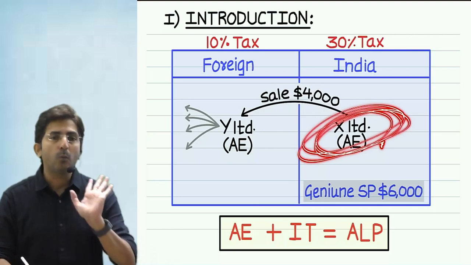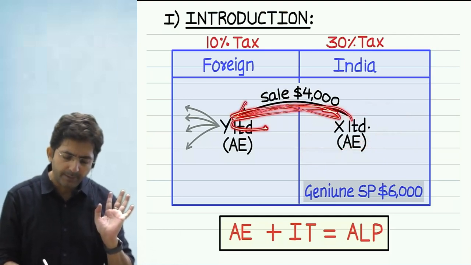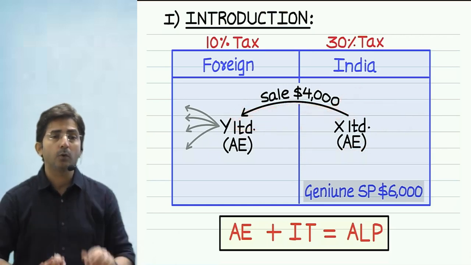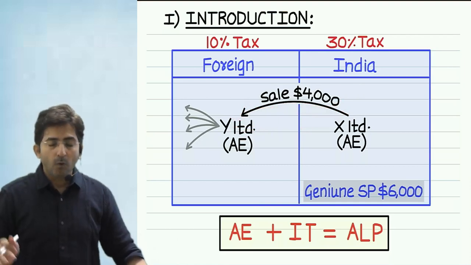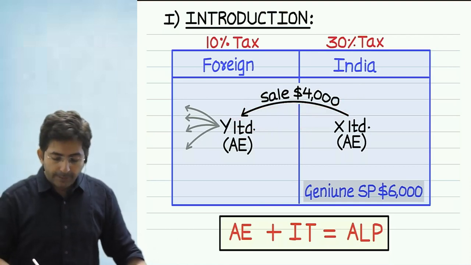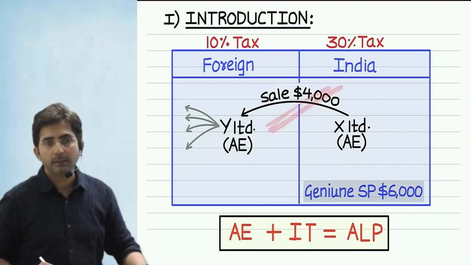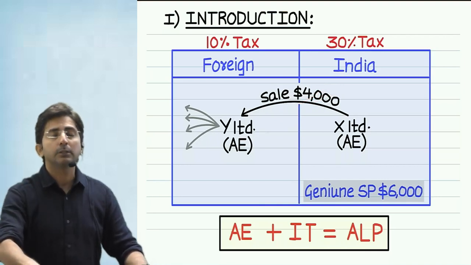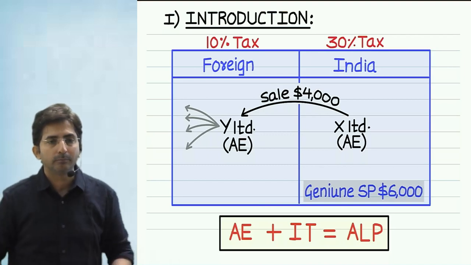So that's why the assessee will nicely transact with Y Limited at whatever price he thinks fit. But after the year is over, his chartered accountant will take charge. What will this CA do? He will find out what should be the true price for this transaction of 4,000. And that ALP computation will be done by the assessee. Although we say assessee, usually the chartered accountant will do it.